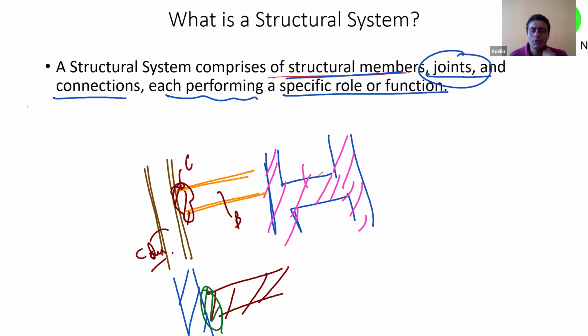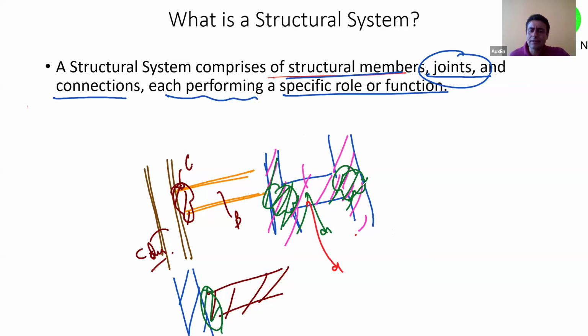But in RCC, usually, we don't talk a lot about connections or joints. Why? Because of the very fact that RCC is cast monolithically. It's a union. But in the American code, and increasingly in the Indian standard also, there's a lot of emphasis on joints and joint locations. The beam column joint or the slab column joint have a lot of importance, especially under gravity loads or lateral loads.